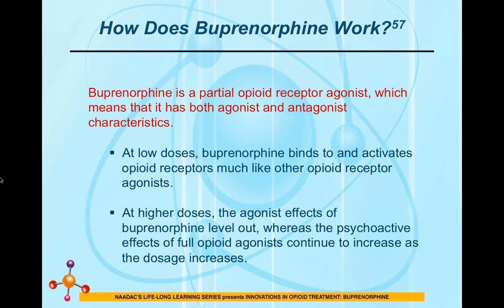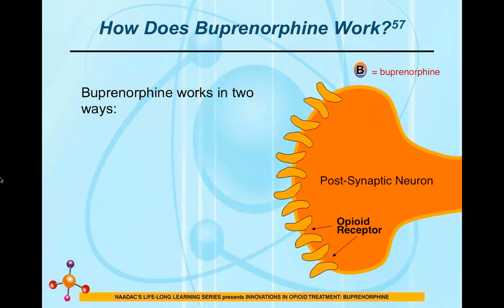And so the psychoactive effects of the full opioid agonist continue to increase as the dosage increases, but that's not what happens with buprenorphine. It's just ceiling effects, and it's that middle line, if I can trigger that image in your head. It's the middle line to where it does not continue to increase effects as the dosage increases like other agonists. And so buprenorphine works in two really important ways.